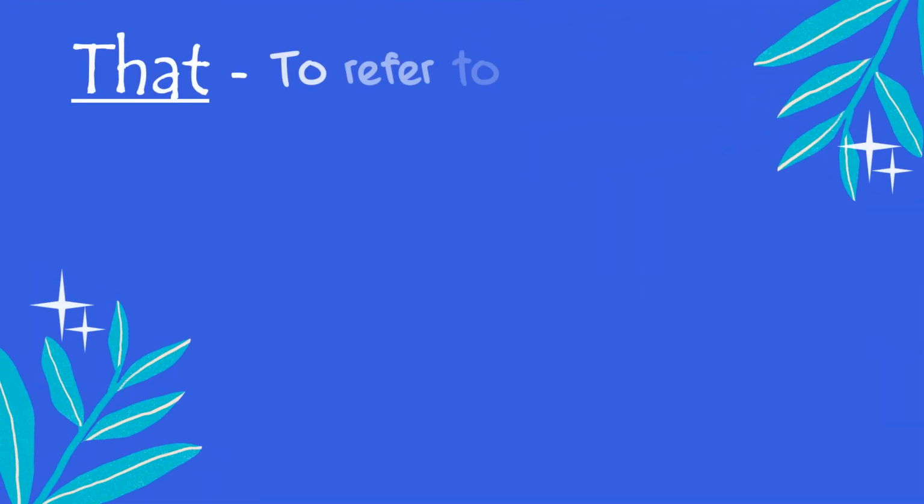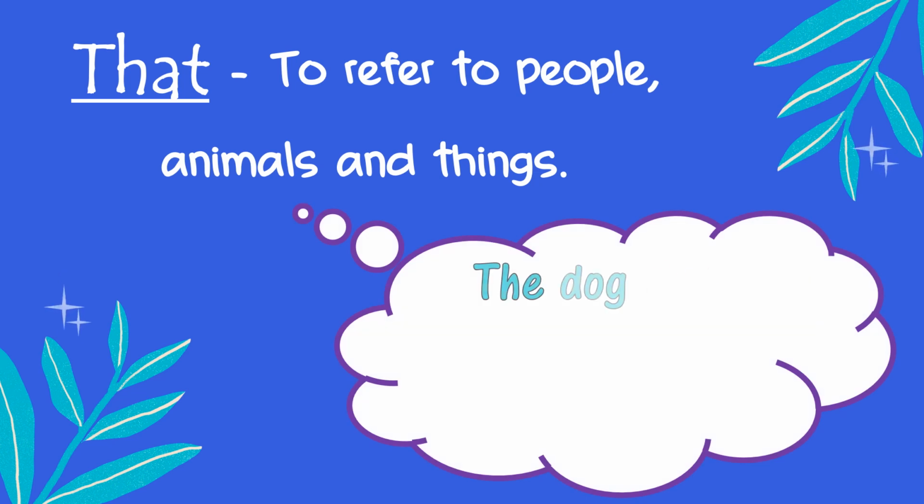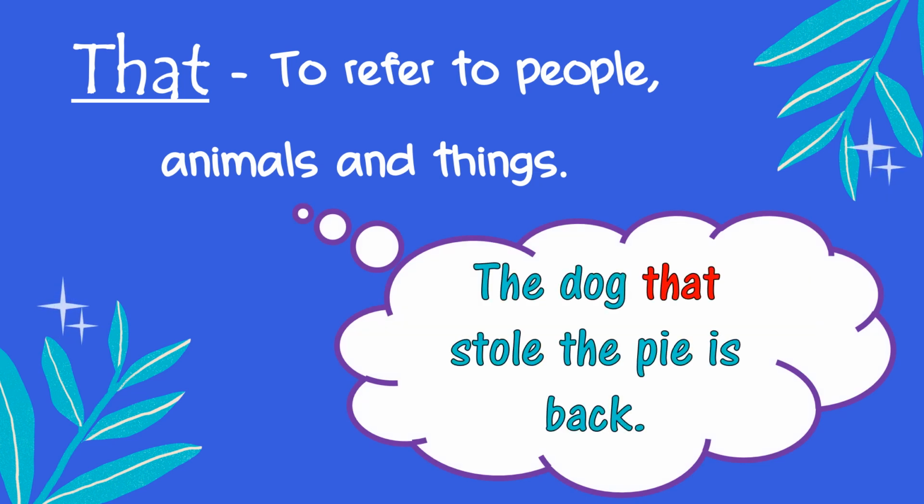First one, that. We use that to refer to people, animals and things. For example, the dog that stole the pie is back. Here the relative pronoun is that, which connects the clause stole the pie related to the noun the dog.